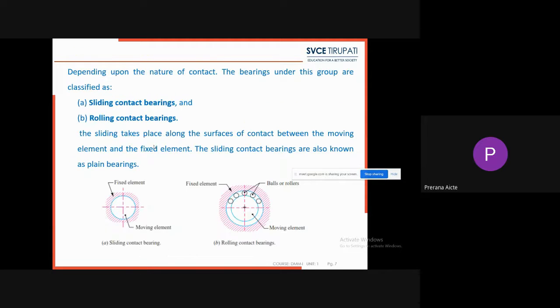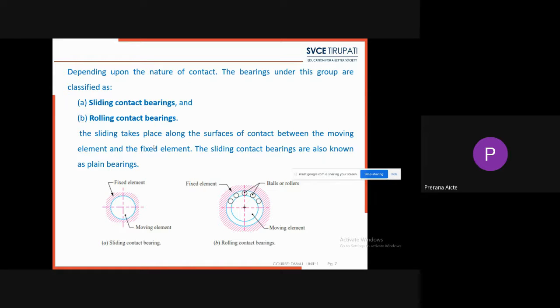Next, according to nature of the contact, that is sliding contact. Sliding contact means journal bearing. Rolling contact means ball and roller bearing. Sliding means the journal always slides inside the bearing surface. Here one is a moving member, one is a fixed member. In our sliding contact bearing, the moving member is the journal and the fixed element is the bearing. This combination we call a journal bearing. What about roller bearing?